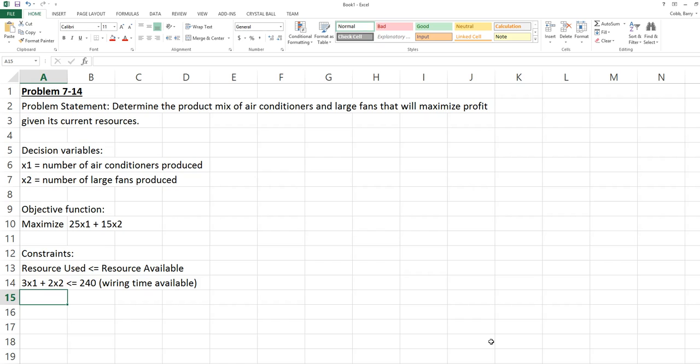Now we need a similar constraint for the drilling time. Each air conditioner takes 2 hours of drilling, or 2 times X1. Each large fan takes 1 hour of drilling, or just 1 times X2. I'll omit the 1 as a coefficient. That has to be less than or equal to the number of hours available.